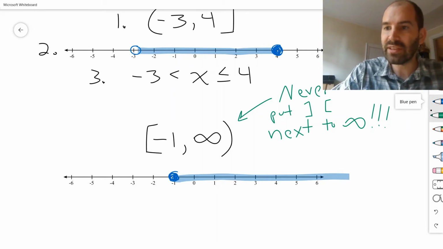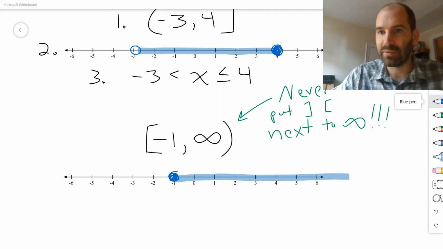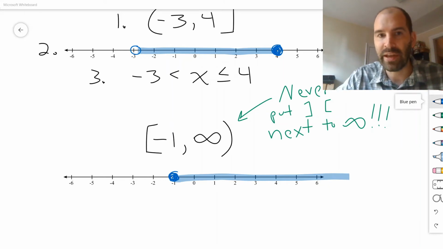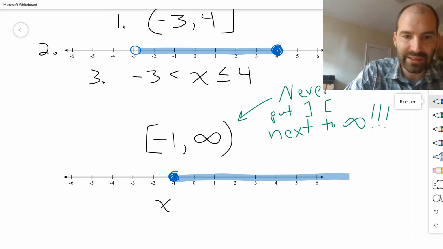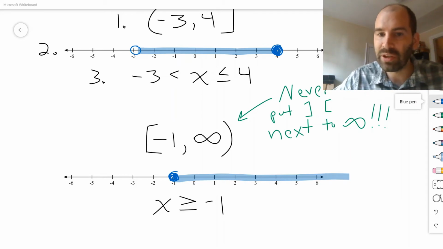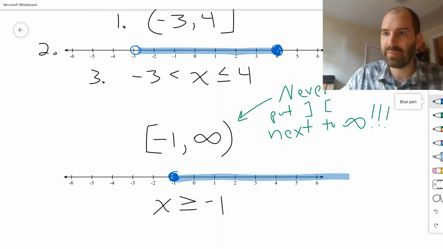Now, what would this inequality look like using inequality symbols? Well, we see we're shading to the right of -1. And so I would write x is greater than or equal to -1. The or equal to part because I've included -1. So again, we have 3 different ways of writing this down. Okay, let's look at another example.